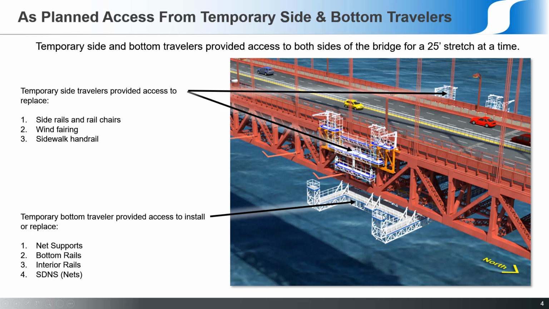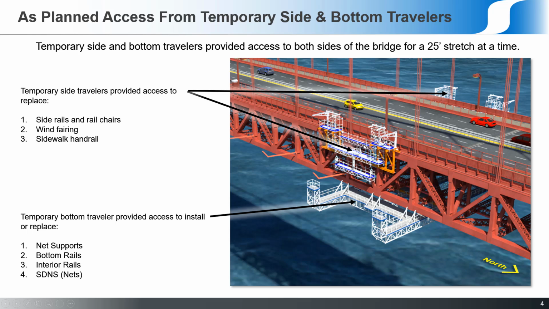It's free to move left and right. It's got its own electric motors in it. And from the bottom platform, they can put on the net supports. They can replace the bottom rails. They can replace some of the interior rails, and they can eventually put the nets on.